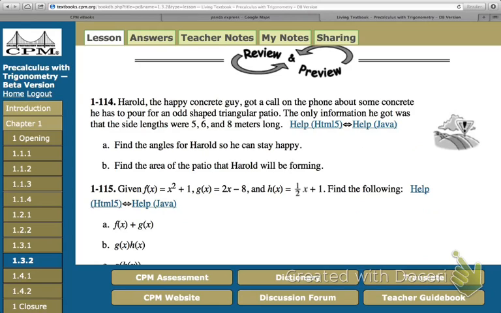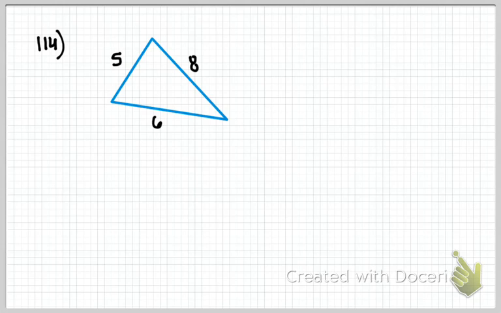Alright, so 114 is a triangle problem, so I'm actually just going to move over to my blank screen so I can draw it. We have 3 sides. This is going to be a non-right triangle. So we have 5, 6, and 8. And we need to find all the angles of this triangle. So we have side, side, side. The only formula we can use here is law of cosines, because we have no angles.